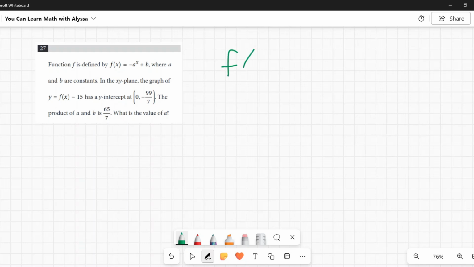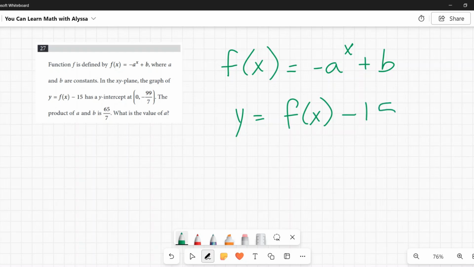Okay, so we have f of x, and it's equal to negative a to the power of x plus b. And then y, which is equal to f of x minus 15. So I'm going to put this f of x in here, since that's what y is equal to. It's that minus 15. Okay, so I've got my negative a to the power of x plus b, and I've still got that minus 15.